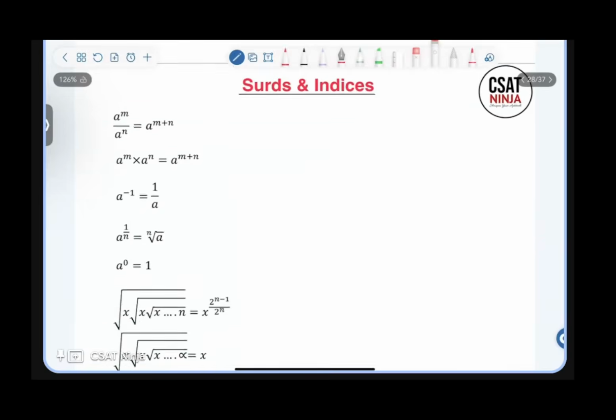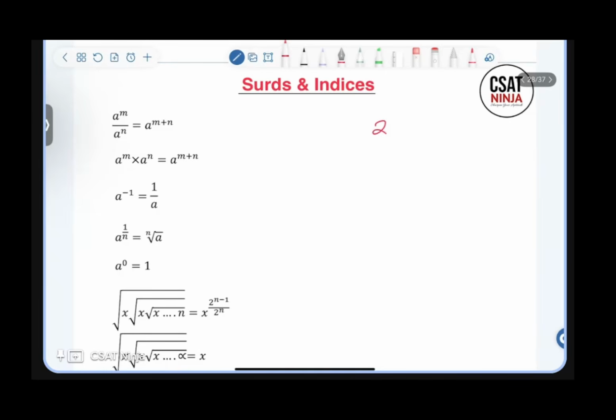Now let's start with surds and indices. When we talk about surds and indices, there are a few concepts you need to keep in mind. Let me take an example here. I have, let's say, 2 to the power 4. Remember, this 2 is nothing but what we call the base. And this one is the exponent, or we can say this one is the power.